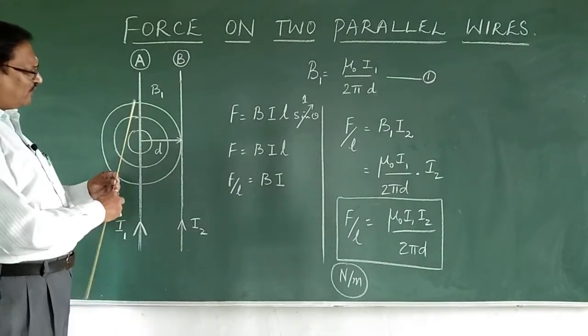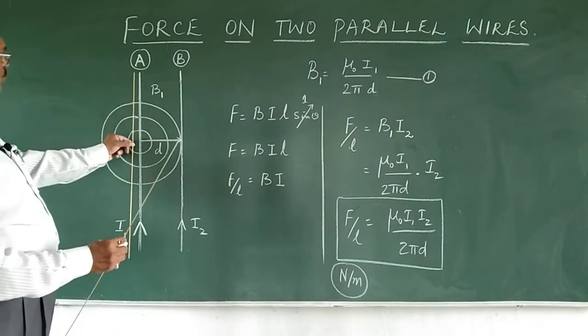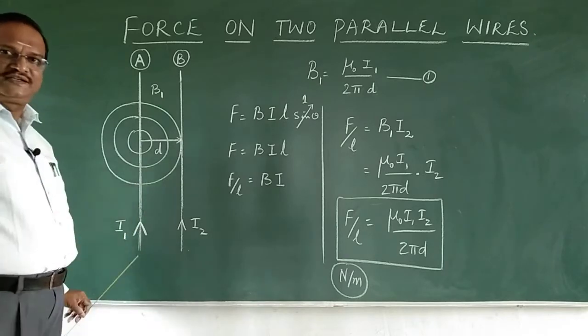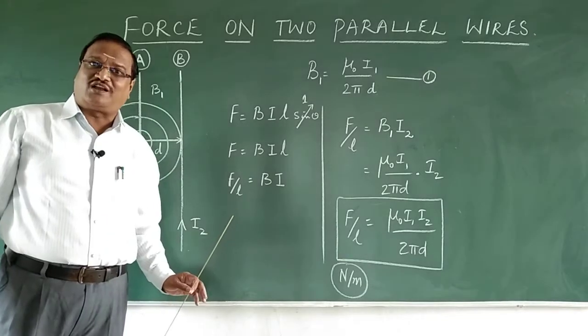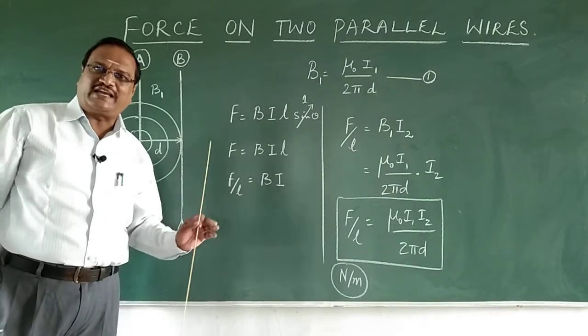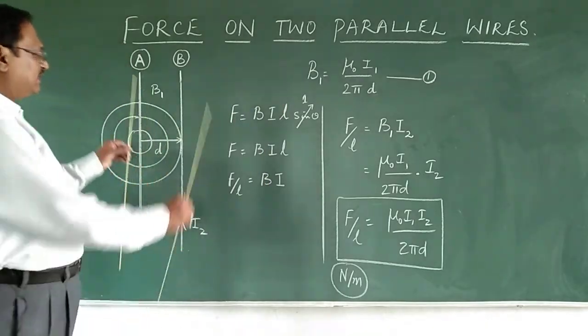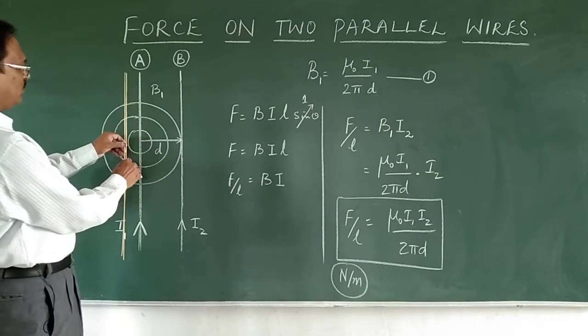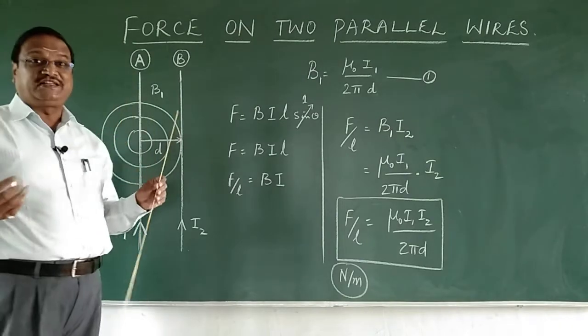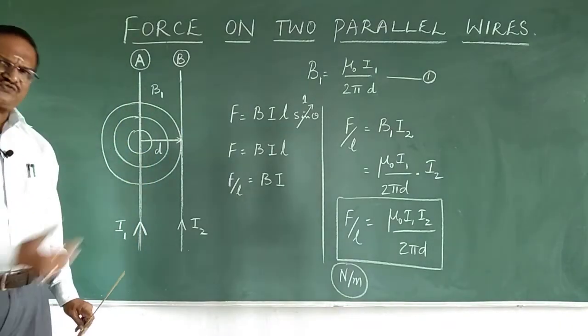Now if the first wire is exerting a force on the second wire, according to Newton's third law, what will happen? For every action there is an equal and opposite reaction. So the second wire will exert a force on the first wire. Then what will be the magnitude? Let us find out now.